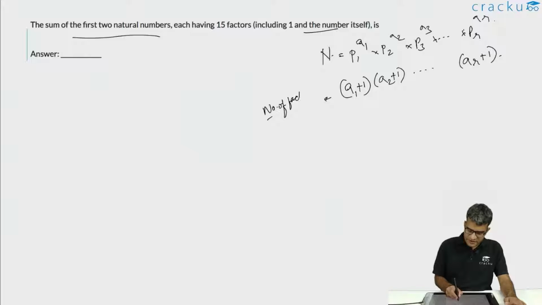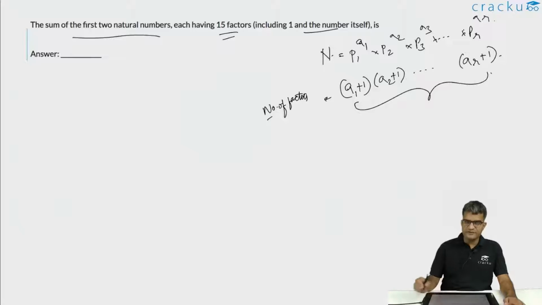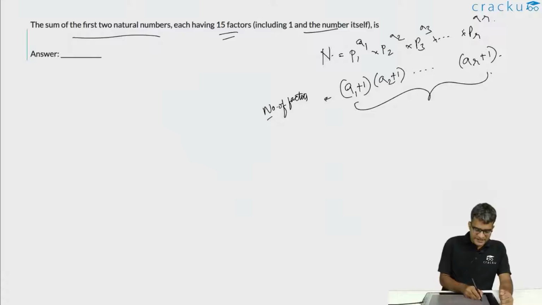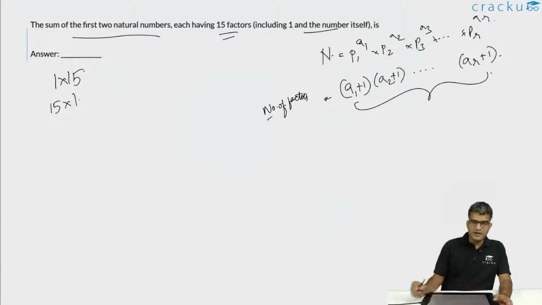What we are told is that this number has 15 factors. So this product is equal to 15. How can you express 15 as a product of some numbers? Either that is 1 into 15, or the other way around, 15 into 1, or it is 3 into 5, or 5 into 3.